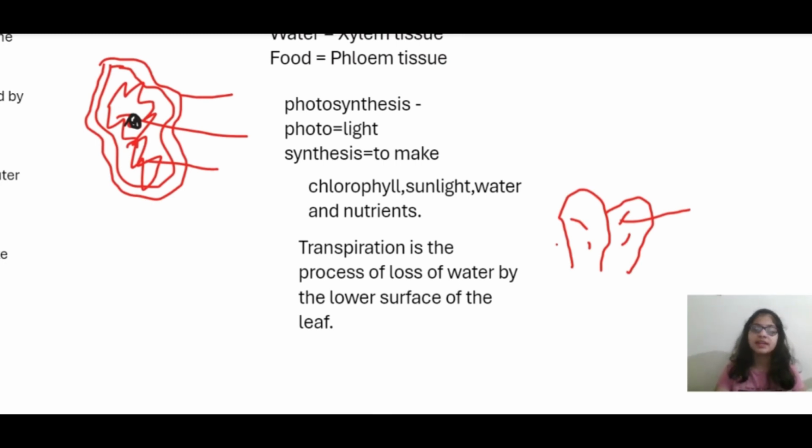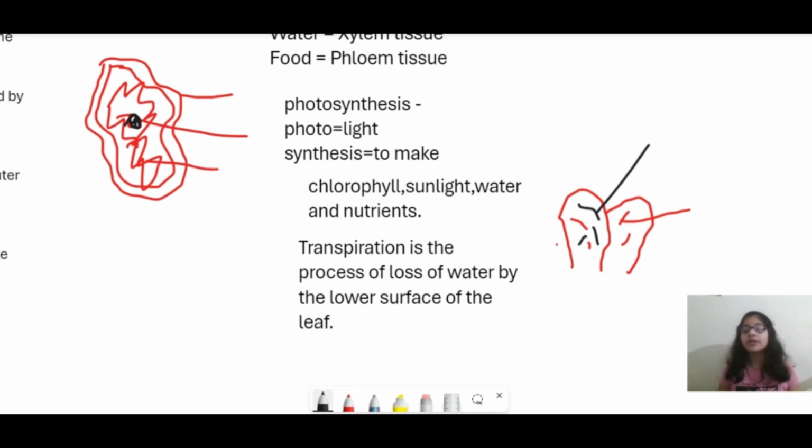Next, over here I taught you that the plants which are present in the desert, like the cactus plants, they have spines. Spines are present in them, which help them to reduce the loss of water by transpiration. And that's all what we did in the previous class.